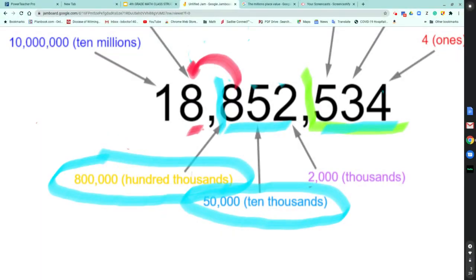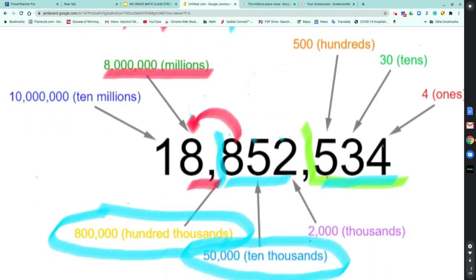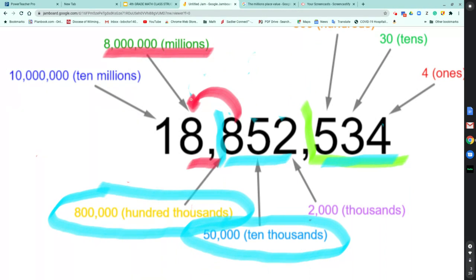Now read this number. Fantastic. 8,852,000, because this is the thousands house, 534. Now, we're going back. We're going back 7 digits. But guess what? We're still going up by 10, but in this case, we're going up by 10 millions. Because this is the tens place in the millions column. And in this case, we have a value digit of 1, and it's 1 times 10 millions.